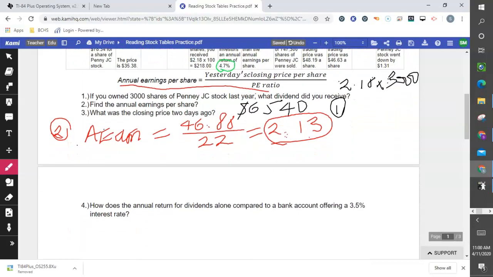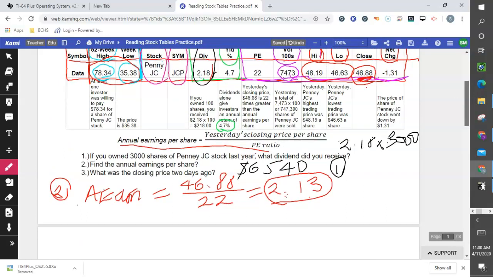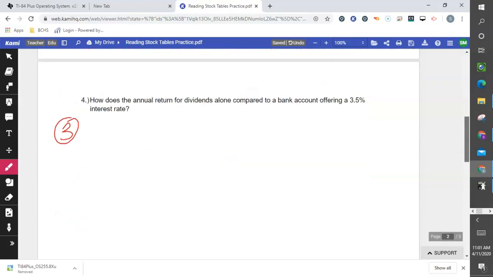Then, what was the closing price 2 days ago? All right, the closing price 2 days ago, I'll just write that here. I think it's the video screen that is making this not work. Okay, so the closing yesterday is 46.88. The net is negative 1.3.